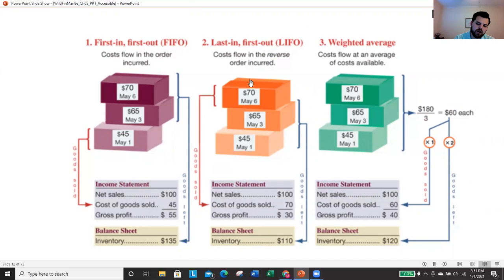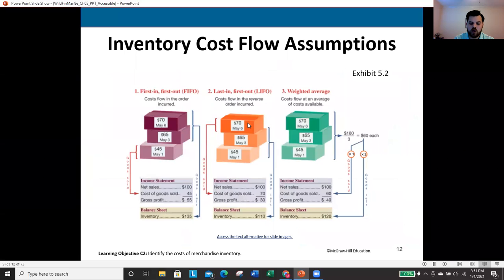Now, under LIFO, we flip this around some. So under LIFO, the last one in, right? So May 1st was first, May 3rd, and then May 6th. Well, the last ones in were those purchased on May 6th. Under LIFO, last in means first out. So what this means is this $70 will come down into cost of goods sold. You'll notice this leaves us with a gross profit of only $30 and ending inventory of $110, which is the sum of the May 1st and May 3rd purchases.